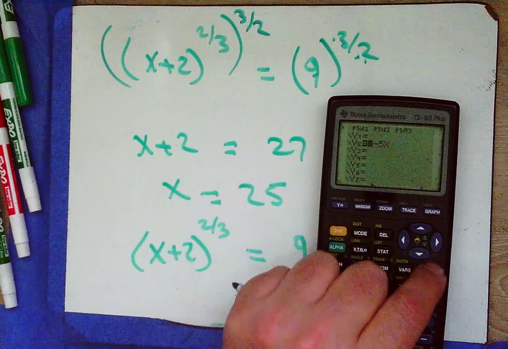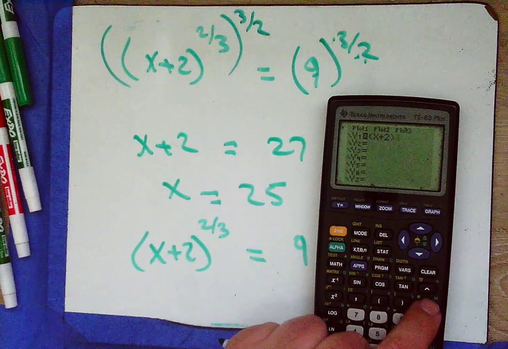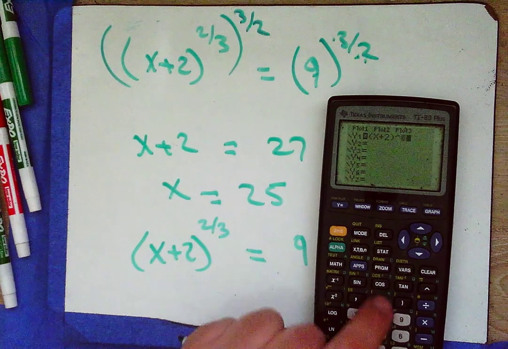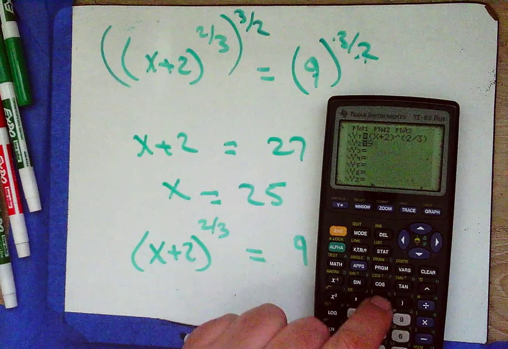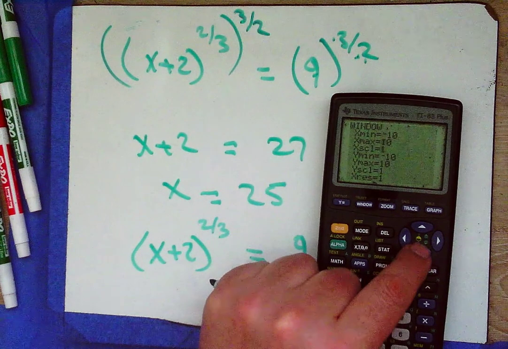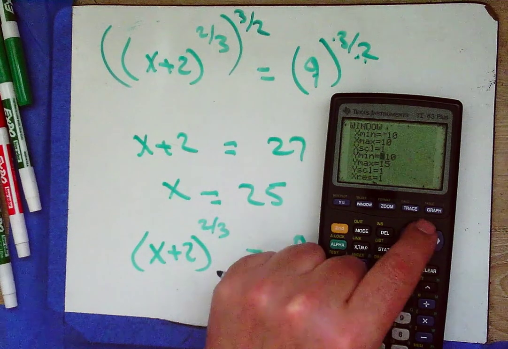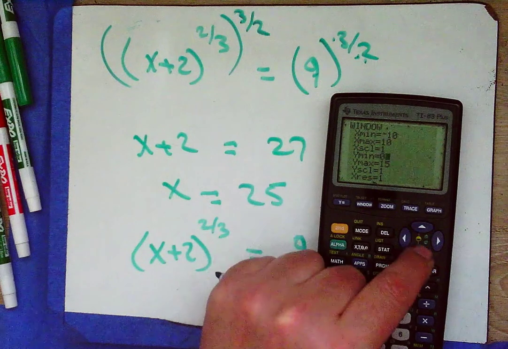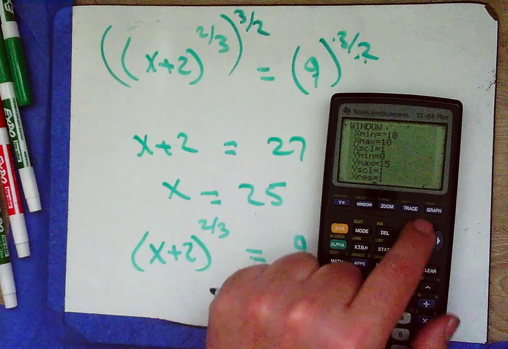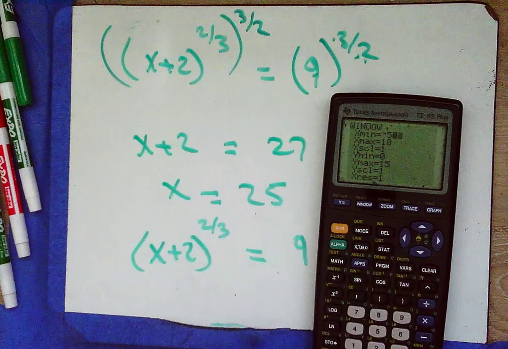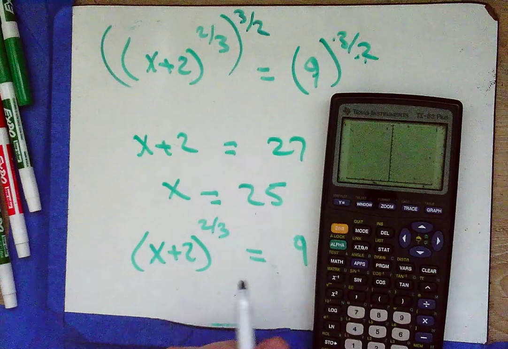Okay, so let's see what we've got here. Parentheses, x plus 2, close parentheses, raised to the power of 2/3. Okay, and the other line, 9. And I want my y max to go past 9, so I'm going to say, how about 15? And that could be 0. And then what about my x's? Well, 25 is way out there. So I'm going to say negative 50 to positive 50 in steps of 10. Graph.